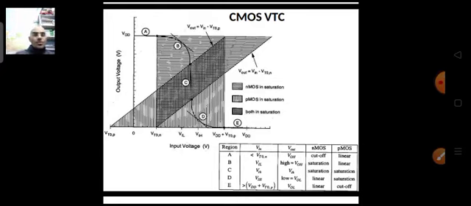Today we are going to start from where we left off in the last class. In the last class we saw how to obtain the CMOS VTC from the intersection of NMOS and PMOS characteristics. Thereafter we saw in detail what the various regions on this CMOS VTC are and the importance of these regions.